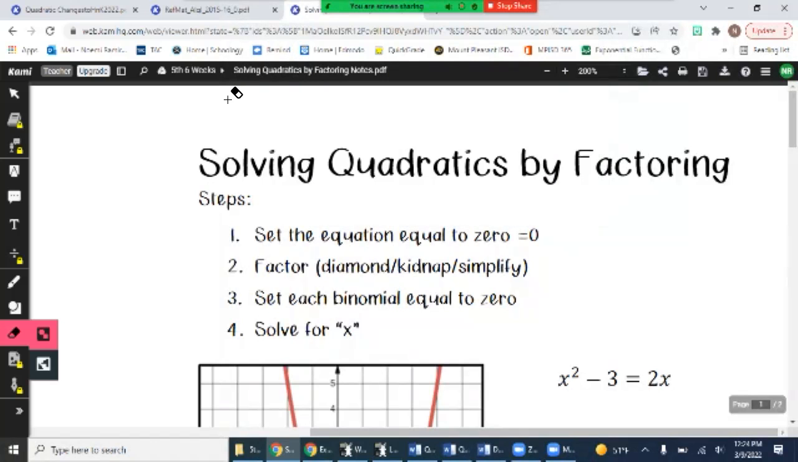So factoring is something that we have actually already covered before, but the reason we covered it before is because it also ties into quadratics. We're now entering the second half of quadratics.